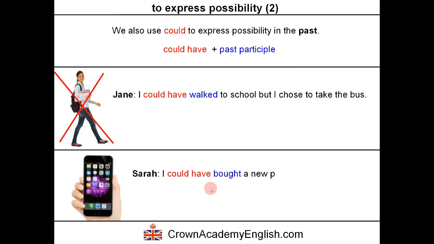And another example, Sarah says, I could have bought a new phone, but I decided to save my money. So Sarah had the choice of buying a new phone, but she decided, past simple, to save her money. So could have plus the past participle. This is the past participle of the verb buy. So this is irregular. And this is the past participle of walk. Okay, so this is expressing possibility, choices, if you prefer, choices or possibility in the past. Could have plus past participle. So again, this means that Sarah in fact didn't buy a new phone. She did not buy because she saved her money.